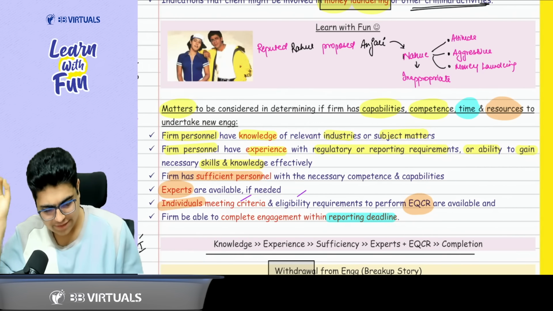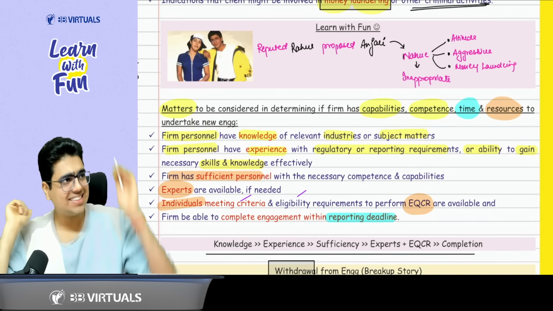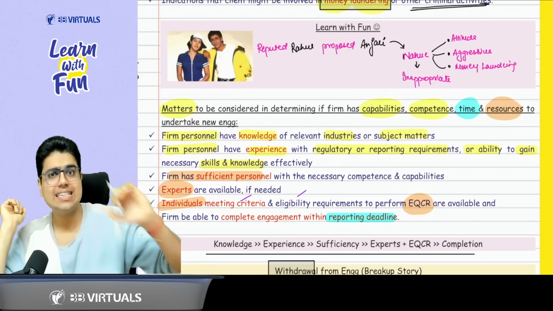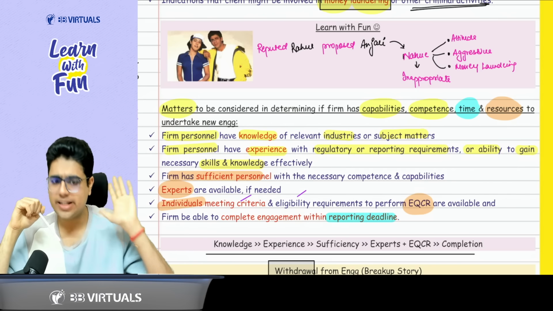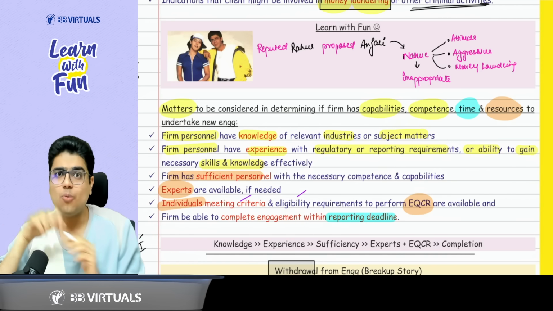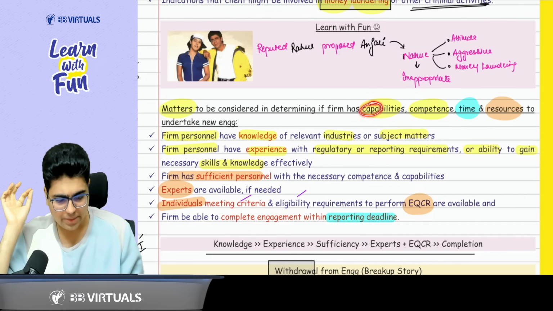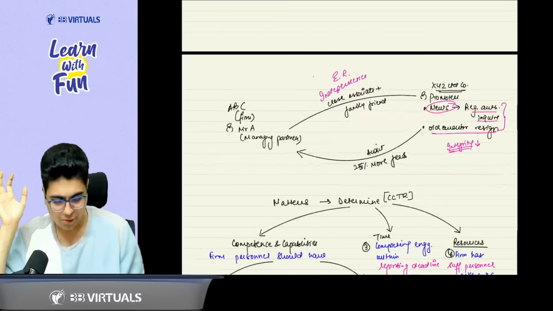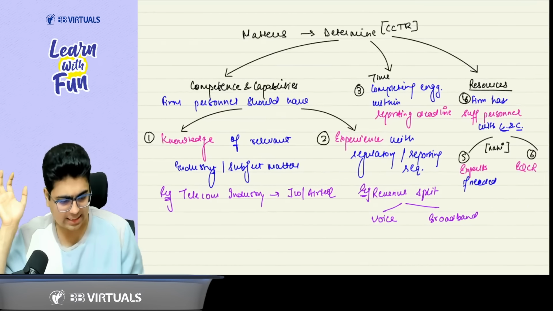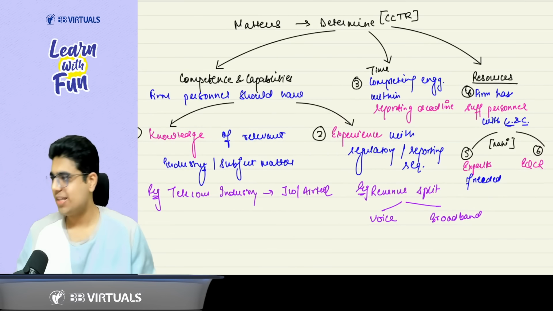Now, similar to this, there is one more concept. Sir, you taught us that we need to see SECI. SECI means significant matters, ethical requirements, CCTR. CCTR means competence, capability, time, resources, and I for integrity. Integrity points we know. Now, what are the points of CCTR? That is competence, capability, time, and resources. So for this, just refer to this beautiful chart and everything will be crystal clear.